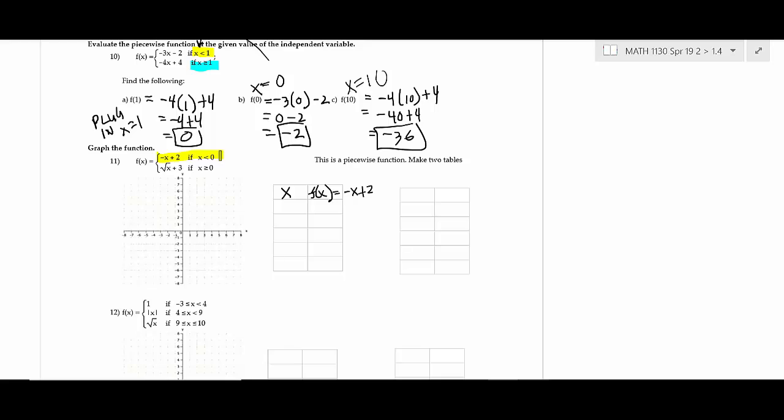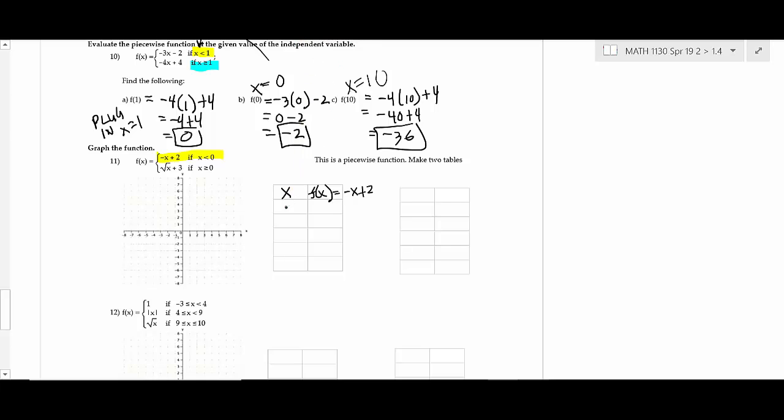Anything less than 0, right? Now, you need to use 0, okay? And there's a reason, because you have to know where this thing comes to an end. So in my table, I'm going to use numbers that are less than 0, but I'm also going to use 0.